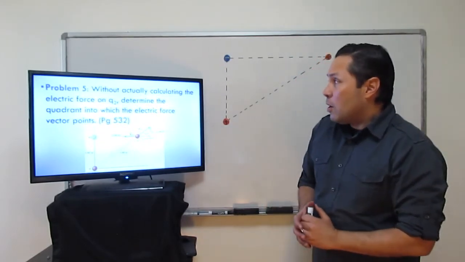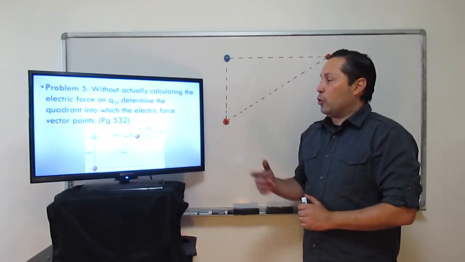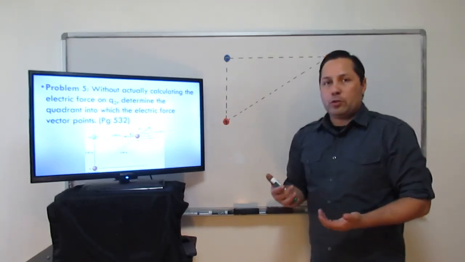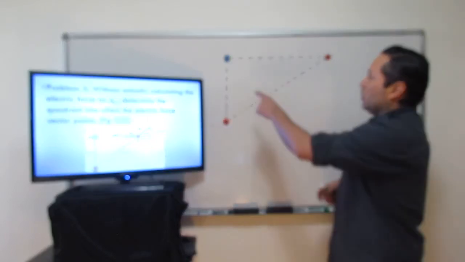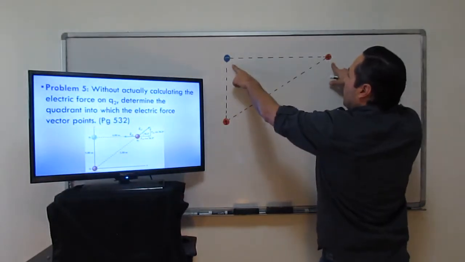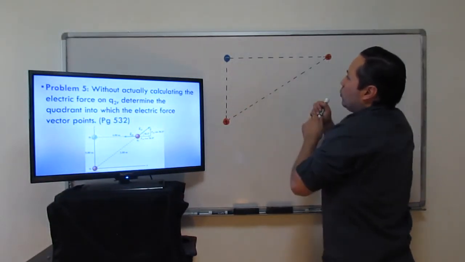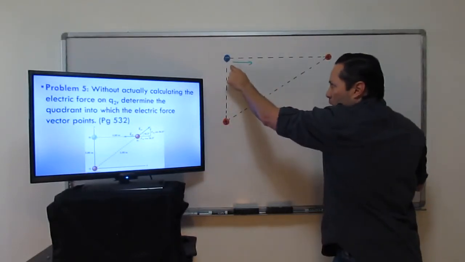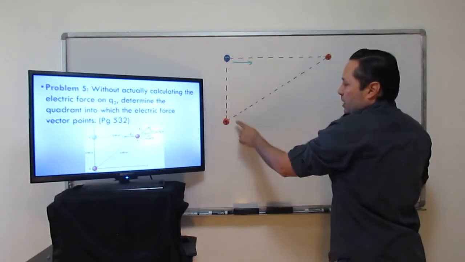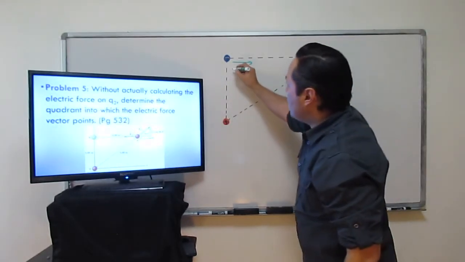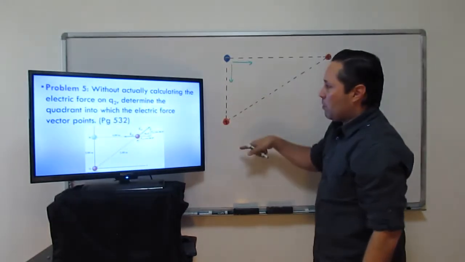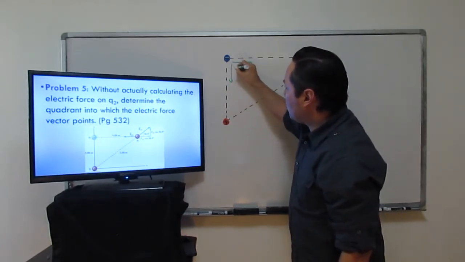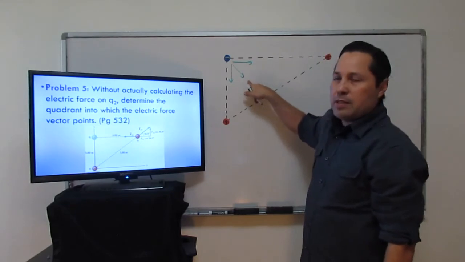Here we ask, without actually calculating the electric force on Q2, determine the quadrant in which the electric force vector points. So let's take a look at Q2. Here, left and right, we have positive and negative. So therefore, Q2 is going to be pulled towards the right. And let's check out these two. That's negative, that's positive. So again, there's an attractive force. They're going to be pulled towards the bottom. So therefore, if Q2 is getting pulled towards the right or towards the bottom, the general direction is going to be in this area right here.